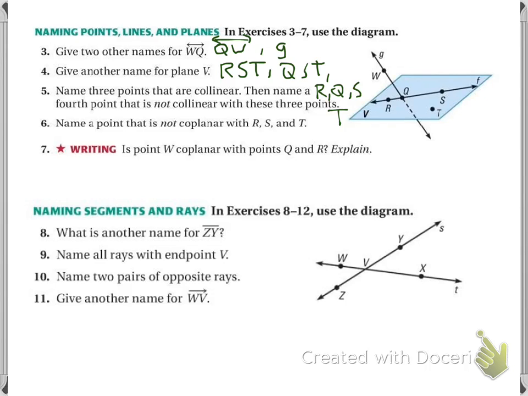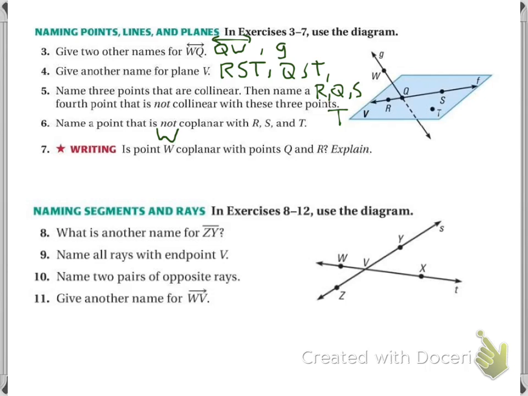Okay, number 6 here, name a point that is not coplanar with RST, which is not on the same plane, not on the same line, but this time it's not on the same plane. Well, other options would be, well, G isn't a point. W looks like our best choice. Now, at number 7, it says, is point W coplanar with points Q and R? If we look at Q and R, they are on the plane. W is not. So you'd say it's not coplanar. It's not on plane V. You could go on and add that W is collinear with Q because it's on that same line, but we do not have a plane.